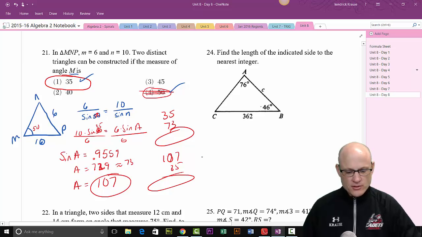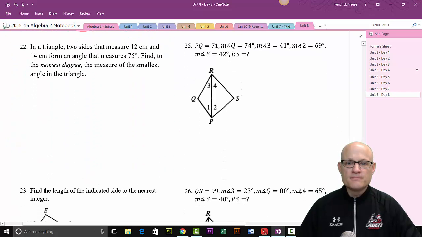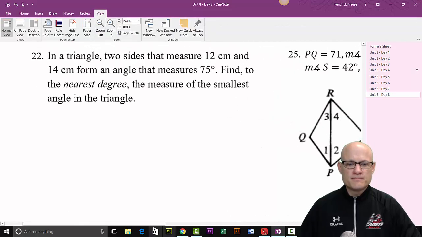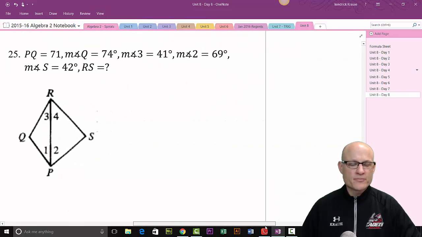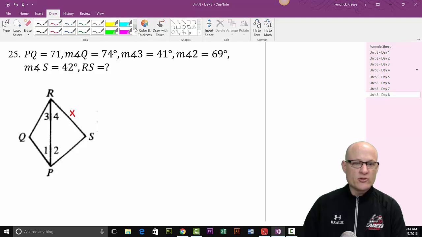27. Okay, I'm going to do one more of these for you. I'm going to blow it up so you can see it. We want to find RS. So here's our goal, is to find X. I'm going to put all the givens in my fancy new purple pen.